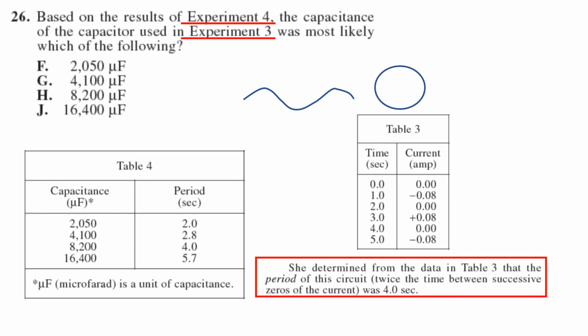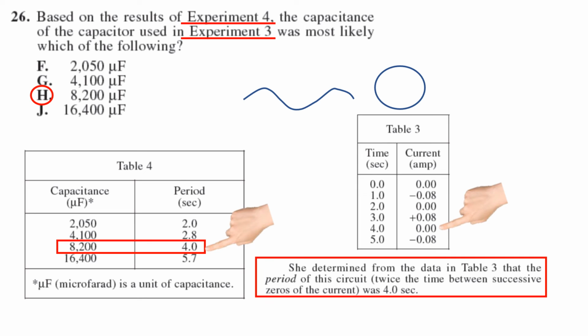So if you were to break this wave apart, you start here, and when you get here, right, you break that apart to complete a circle. So that was determined to be 4 seconds. Okay, so 4 seconds means the capacitance was at 8200. You're just matching the tables. If you struggle to understand the concept, just try to figure out what in the tables matches, and that's most likely going to be where you find your answer. So the answer is H.